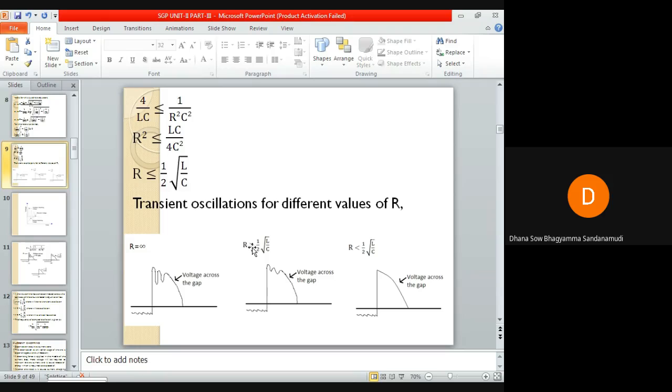If R is greater than 1 by 2 root L by C, oscillations will be a bit less compared to R tending to infinity. When R is less than 1 by 2 root L by C, the oscillations are completely damped, no oscillations will be there. You people can draw these three waveforms.